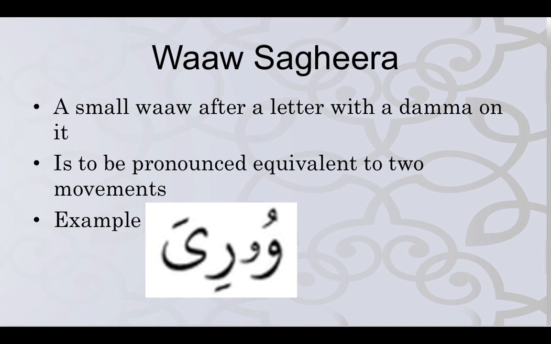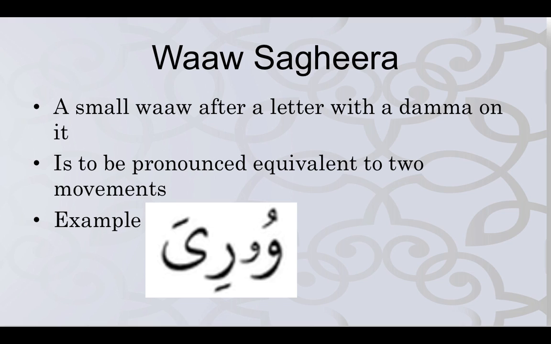Okay. Next we have the Waaw Sagheera. The Waaw Sagheera is a small wow after a letter with a damma on it. And whenever you see this Waaw Sagheera, the letter with the damma on it has to be pronounced equivalent to two movements. Now remember, when we discussed the damma, what did we say? That whenever a letter has a damma on it, you have to pronounce it equivalent to one movement.